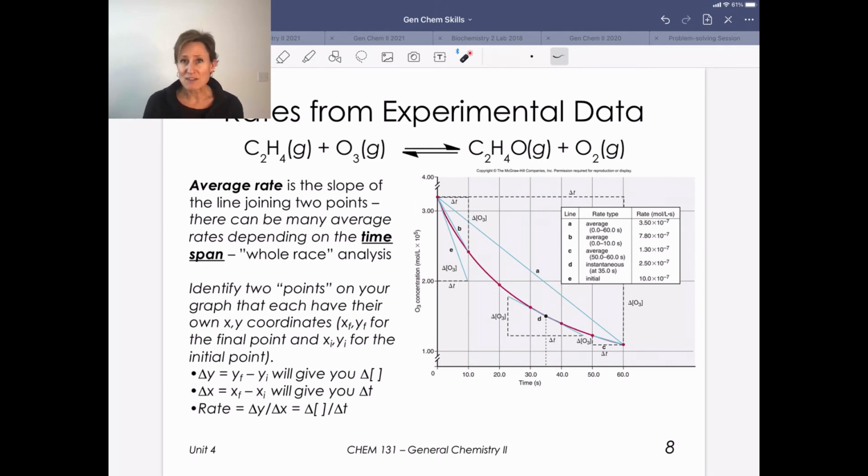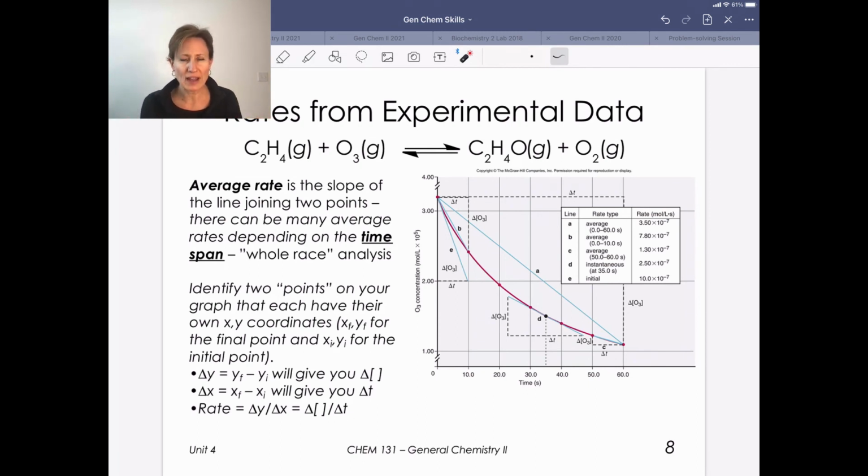This is pretty easy to kind of figure out from graphical data. You basically need to identify 2 points on your graph. Let's say we picked the first point here and the last point here. Those are going to have x, y coordinates that we can then use in our calculation. So if we use the difference of the y coordinates, that'll give us delta y. Difference in the x coordinates will give us delta t. Take the difference, I should say the ratio of both of those, delta y over delta x, that will give us the rate. So again, we can have different average rates depending on the time frame that we're looking at.